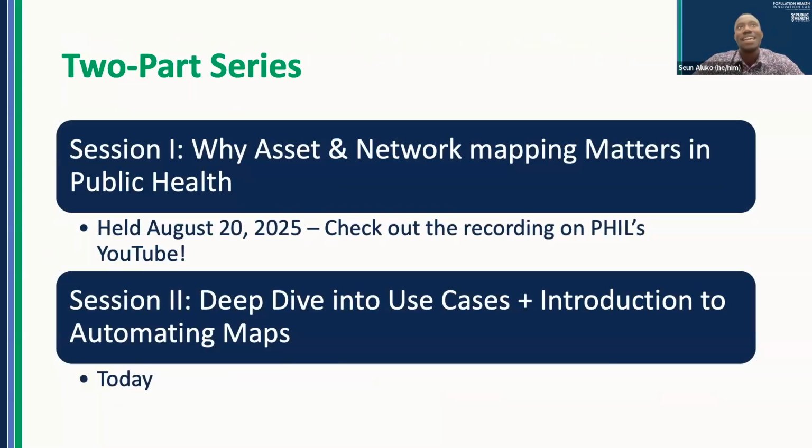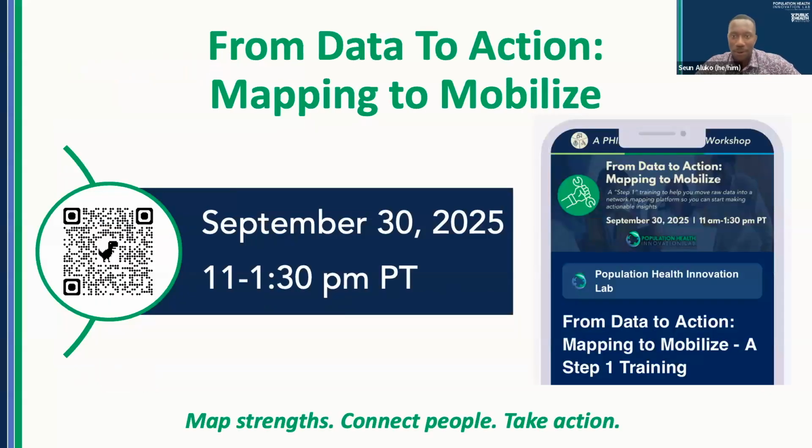And so again, this is a two-part series. If you missed the one that we held on August 20th, I recommend that you check out this recording on our YouTube channel. In that session, we introduced the concepts of what assets are, what a network is, and what asset and network mapping is and why it is useful. Today, we'll deep dive into just one use case and touch on something related to automating to reduce the upfront work in creating an asset or network map.